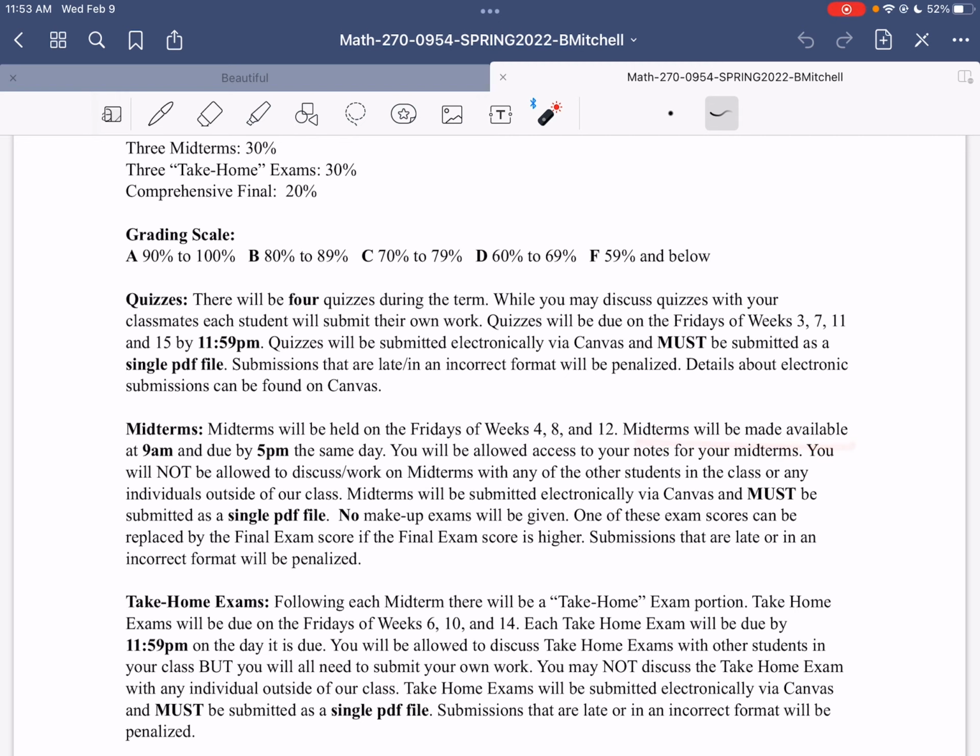Midterms are made available at 9 a.m. and are due by 5 p.m. the same day. So for our midterms, you have an 8-hour window to complete them. The exams do not take 8 hours. The exams are written to take about 2 to 3 hours, but you are allowed the entire 8-hour window if you want.